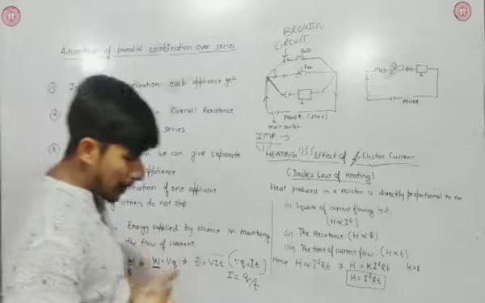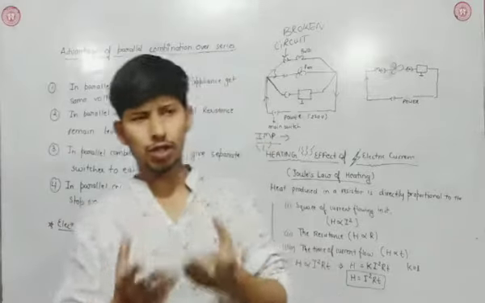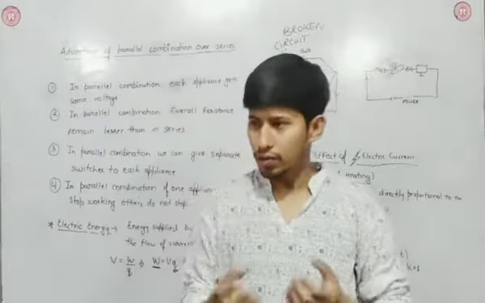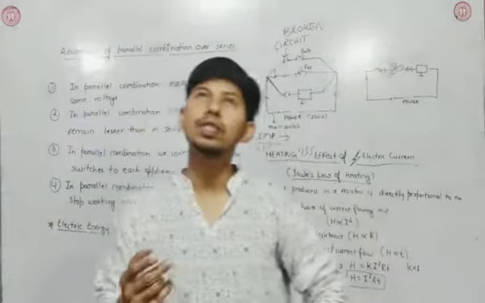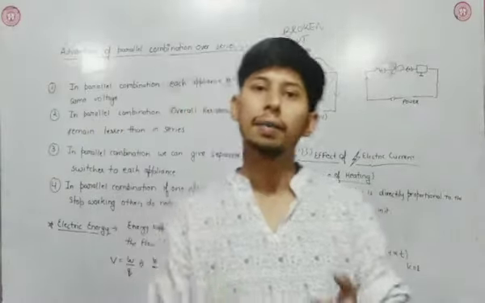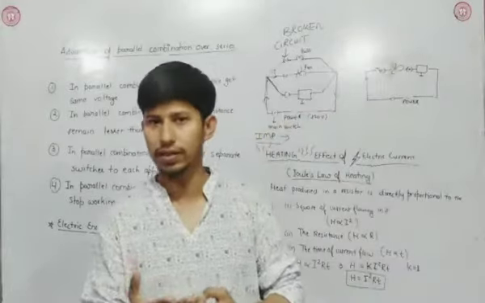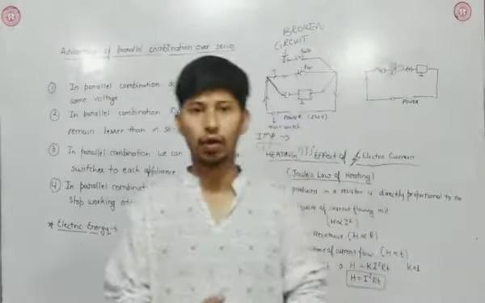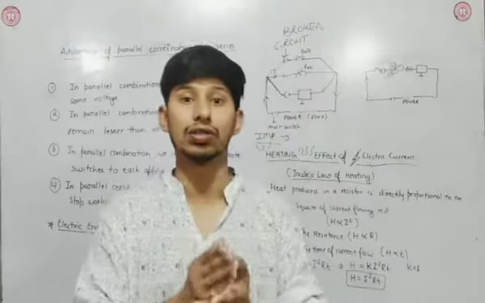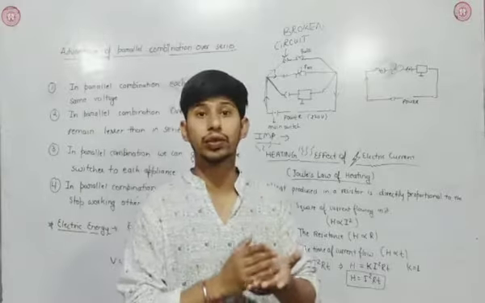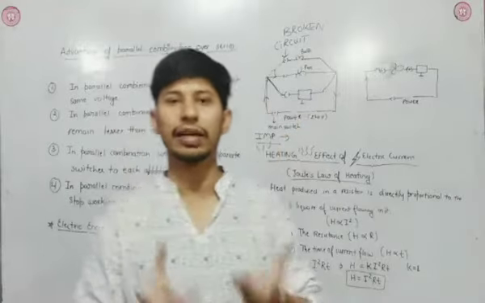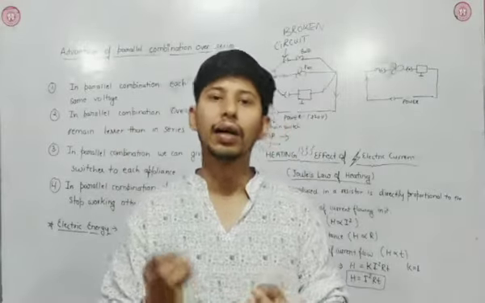First we need to understand which type of combination is better, parallel combination or series. In our homes, we use parallel combination. It is not series combination, it is parallel combination, because each appliance must get the same voltage. There should be no issue related to voltage. So voltage should be the same for every appliance, therefore we connect our appliances in a parallel combination.